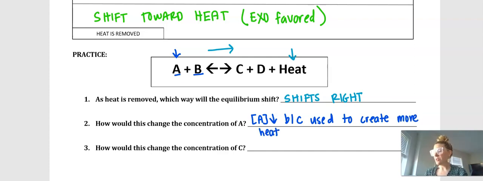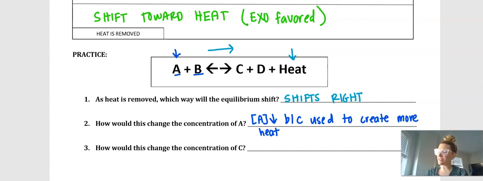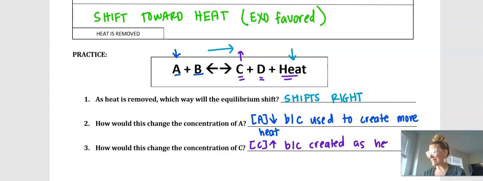How would this then change the concentration of C? Well, where does C fall? C falls on this side. So not only is heat being produced, but C and D are also being produced. Therefore, the concentration of C is going to increase because it's created as heat is created.